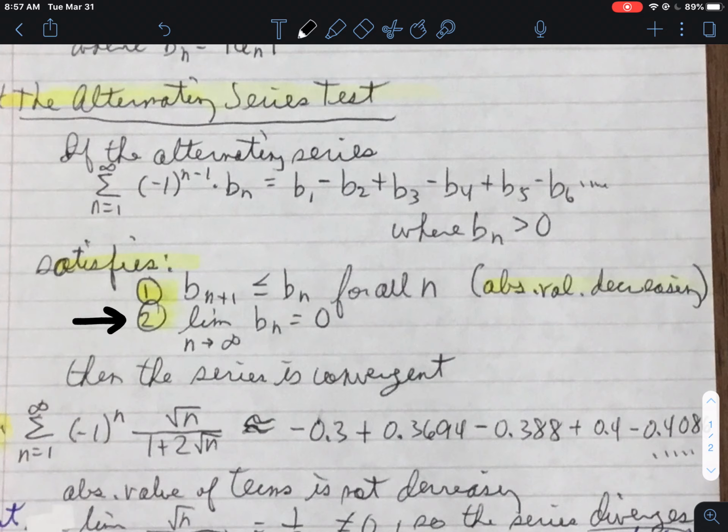Right? And that's still the basic test for divergence. So I always recommend that you check that first. Look at your limit as n approaches infinity of the absolute values of the terms, because if that's not equal to 0, then you have a divergent series by the test for divergence, right? Now, the other requirement, that b sub n plus 1 is less than or equal to b sub n, says that the absolute values of the terms of our series have to be decreasing, right, for all values of n. So you have to have a decreasing absolute value, and you have to have that limit equal to 0.